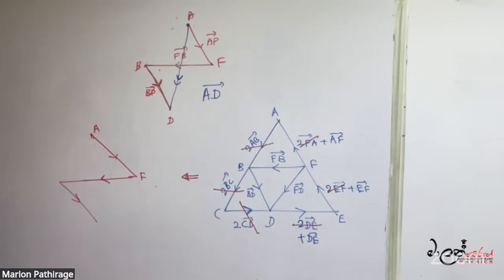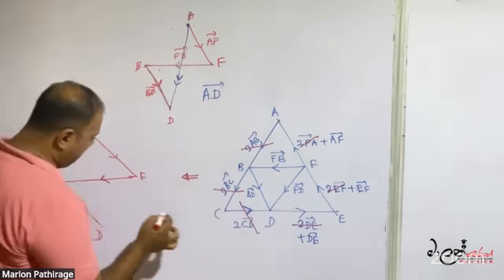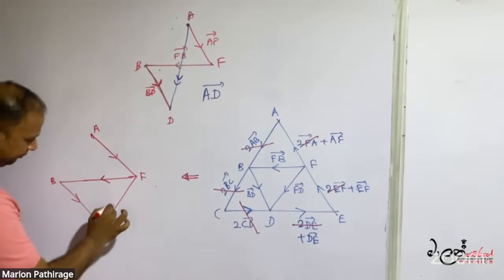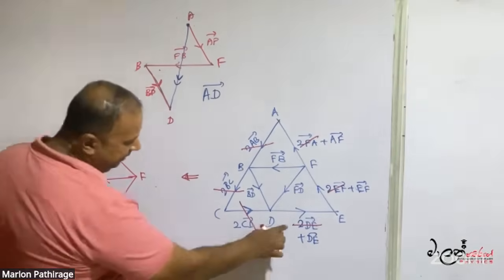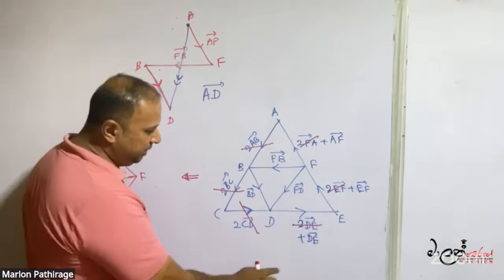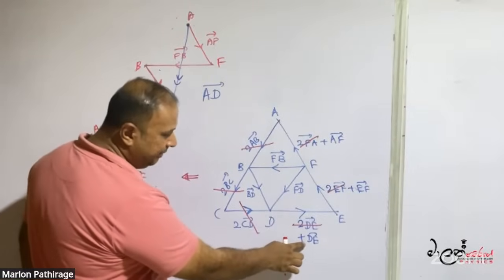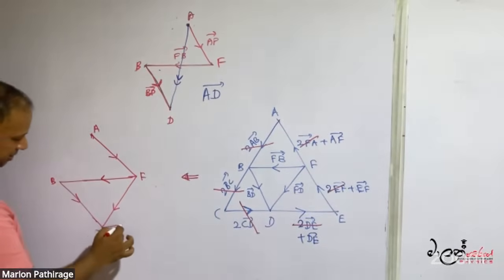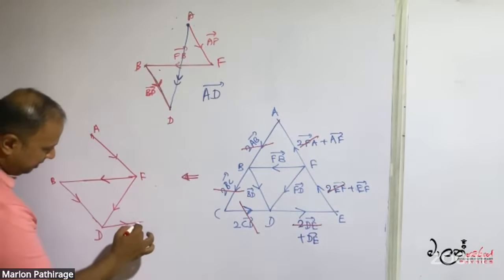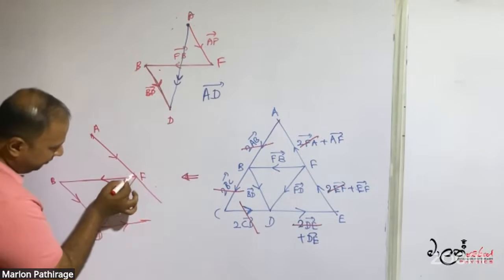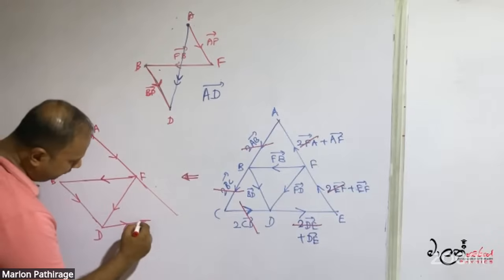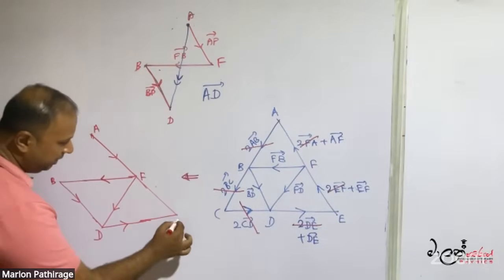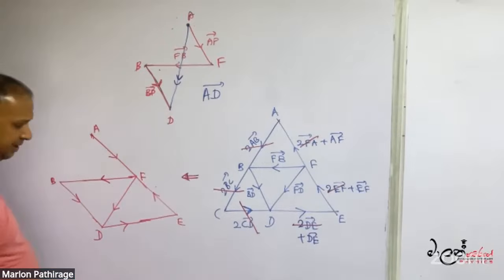B to D vector is there. Then F to D vector is there. Then we have removed only two DE vectors today. Therefore, DE vector is there. FE vector is there. DE and FE vector is there.